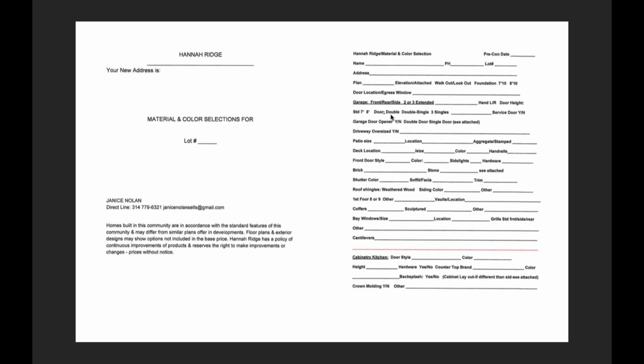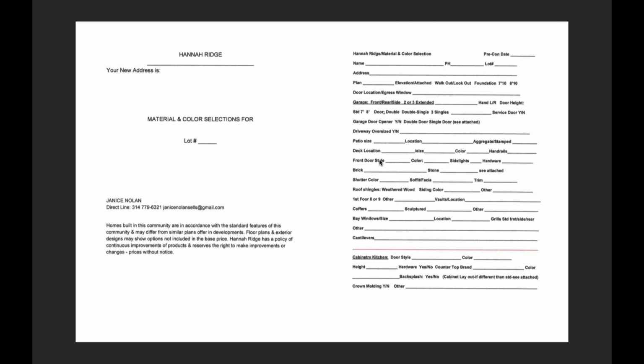Is it a double and a single? Is it 3 singles? Does it have a service door, yes or no? Is it coming with a garage door opener? Believe it or not, that is not a standard feature. A service door is that side entry door. Patio size. What's your standard feature? Is it a 10 by 10? Does your buyer want a 20 by 20? Did you get the pricing for that?